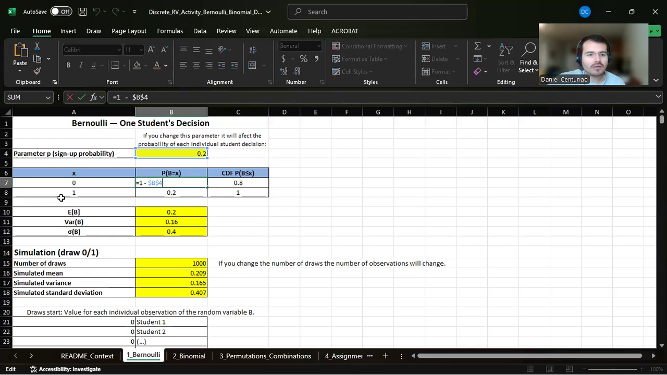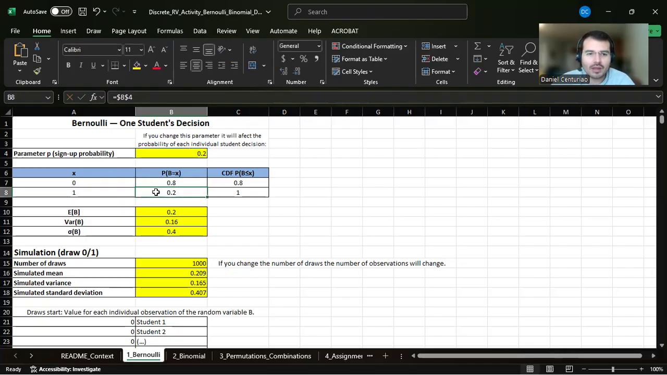How I calculate the probabilities here, which is the probability associated to each potential outcome that I have. Basically, the probability of failure is 1 minus the probability that I know that they have to sign up, and 1 is the probability they actually have to sign up. Okay.